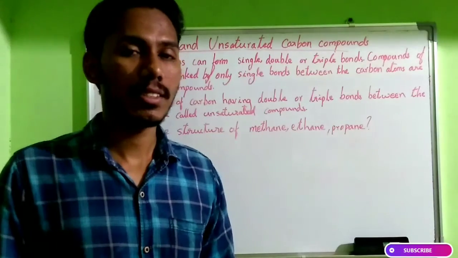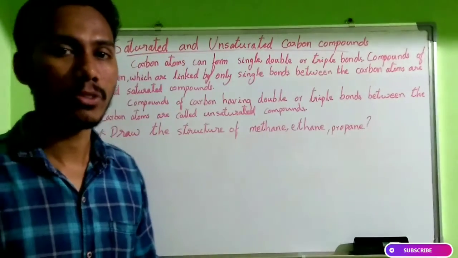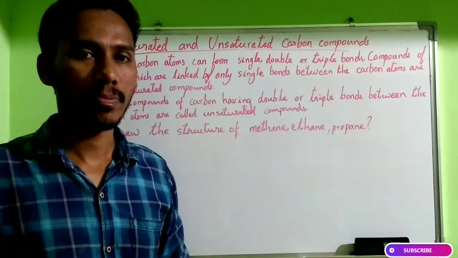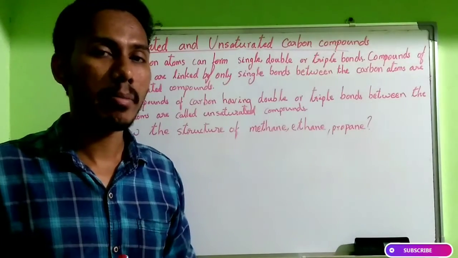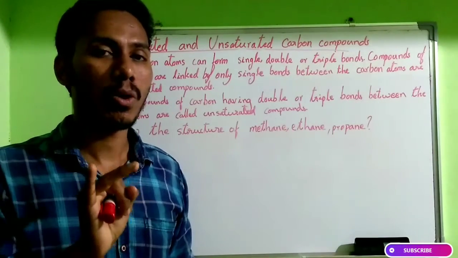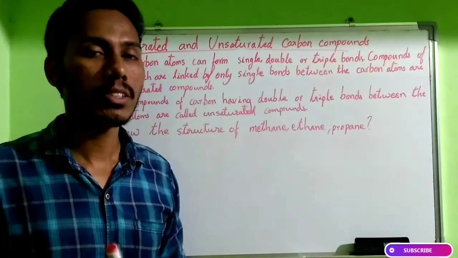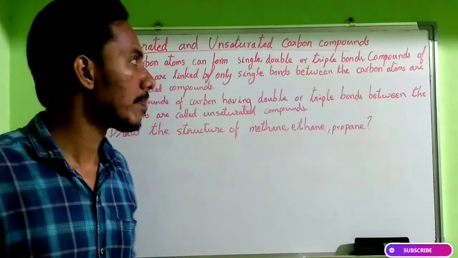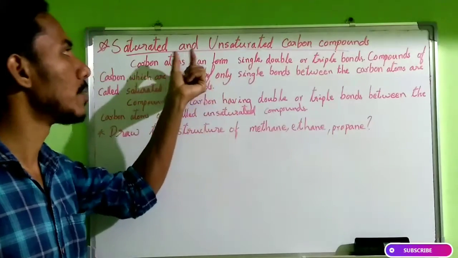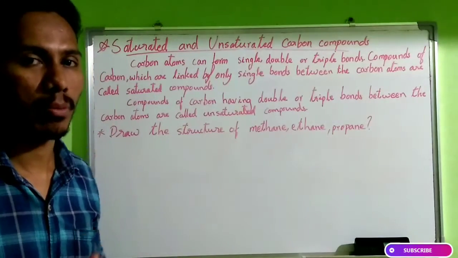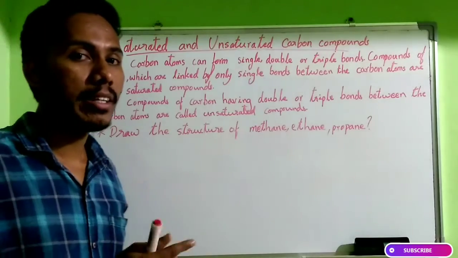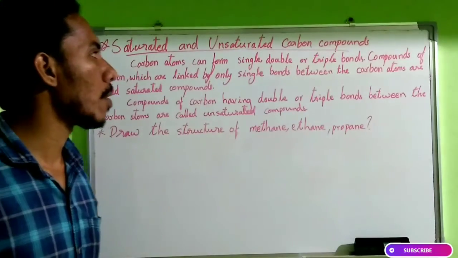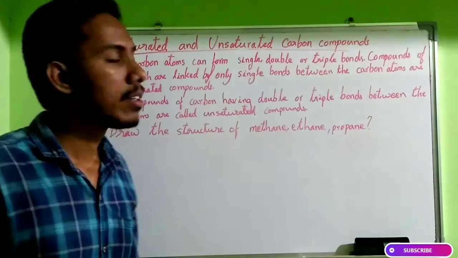Then we have to discuss the saturated and unsaturated compounds of carbon. Saturated and unsaturated carbon compounds. In the previous class, we studied single bonds, double bonds, and triple bonds. We also studied some examples for these single, double, and triple bonds. Then, what are saturated and unsaturated compounds? We have to remember the single, double, and triple bond. Carbon atoms can form single, double, or triple bonds.